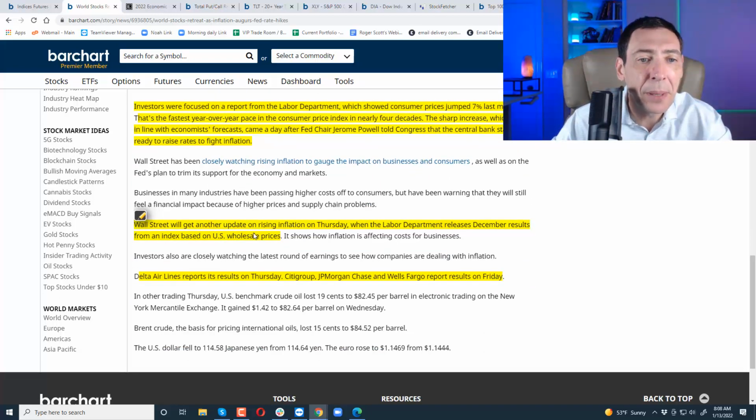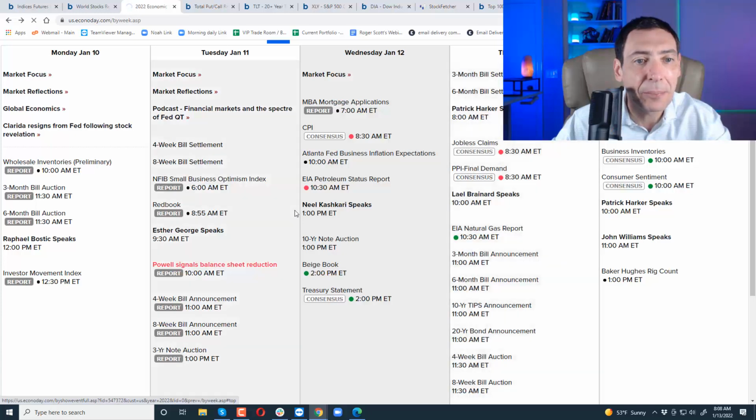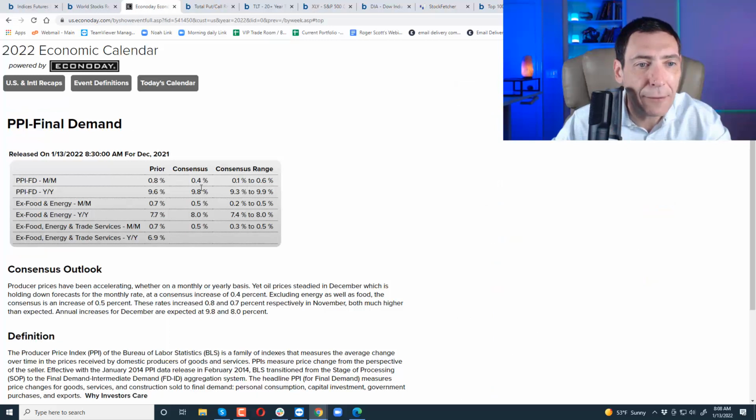Wall Street will get another update on rising inflation today, when we'll get the wholesale prices, the producer-level prices, to see how high inflation has been over the last four decades. And again, just to show you the number we're looking for on a month-to-month increase, let's see how crazy the increase is. It takes a little while to load, but eventually it does. We're looking for 0.4% on a month and almost 10% on a year.